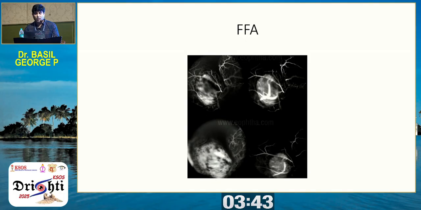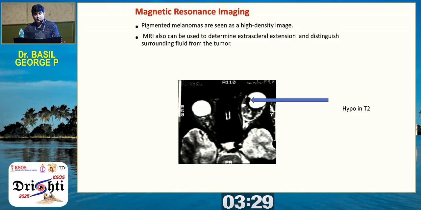In fundus fluorescein angiography, it shows double circulation. That is, the overlying retinal vessels and the underlying tumor vasculature can be seen. So that is known as the double circulation. The melanoma is composed of thickly laid tumor tissue with lots of pigment, so it shows less leakage. The MRI is done, and melanoma appears hyper in T1 and hypo in T2 image.